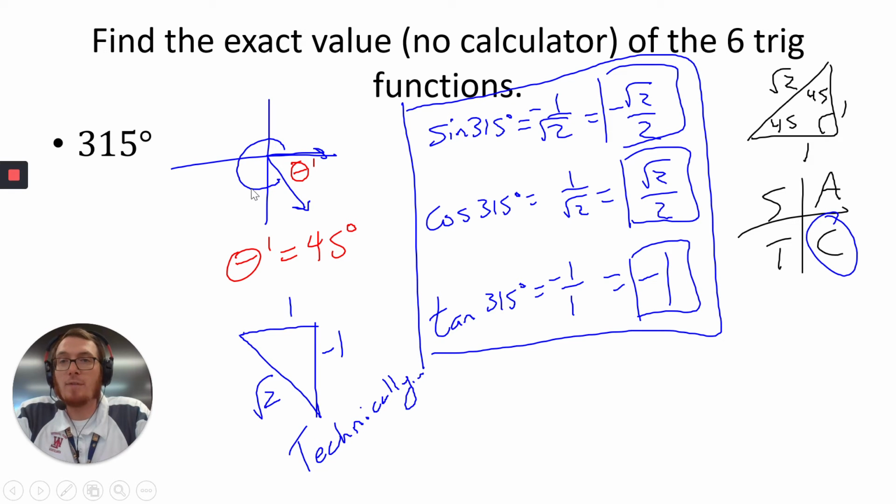The next question is 315. So that angle goes all the way to quadrant 4. What you need is the reference angle. It's 45 because 360 minus 315 is 45.